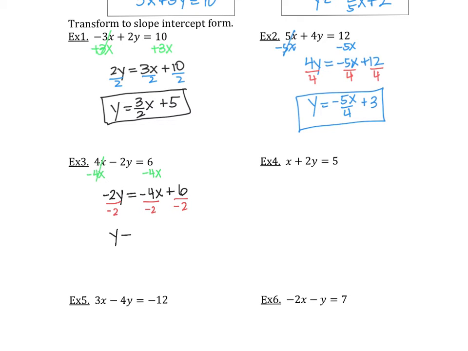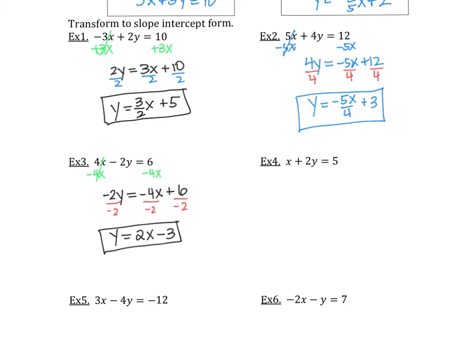Let's see, y equals negative divided by negative is positive. 4 divided by 2 is 2, and I'm going to keep the x. Okay, 6 divided by negative 2 is negative 3. So y equals 2x minus 3 is a good answer. You could also write y equals 2x plus negative 3 if you like to write it that way.